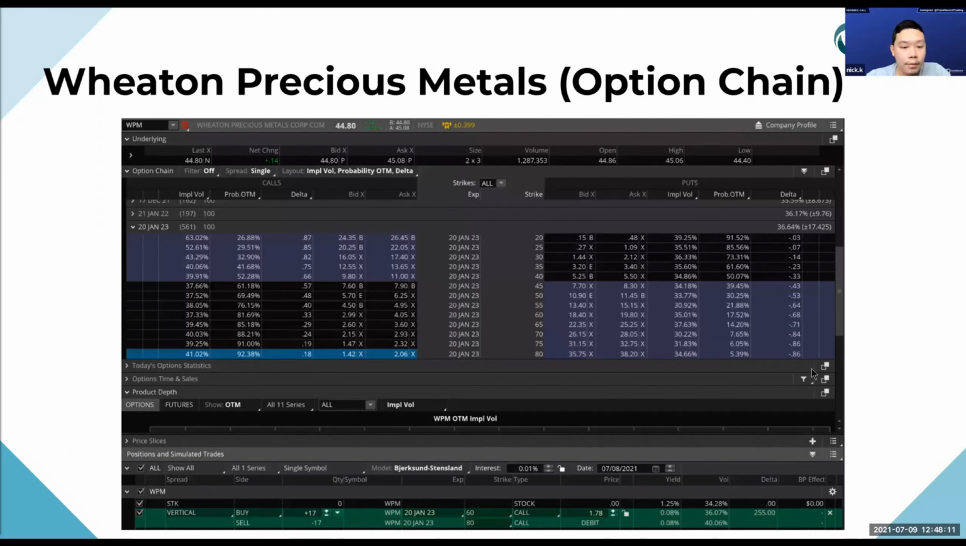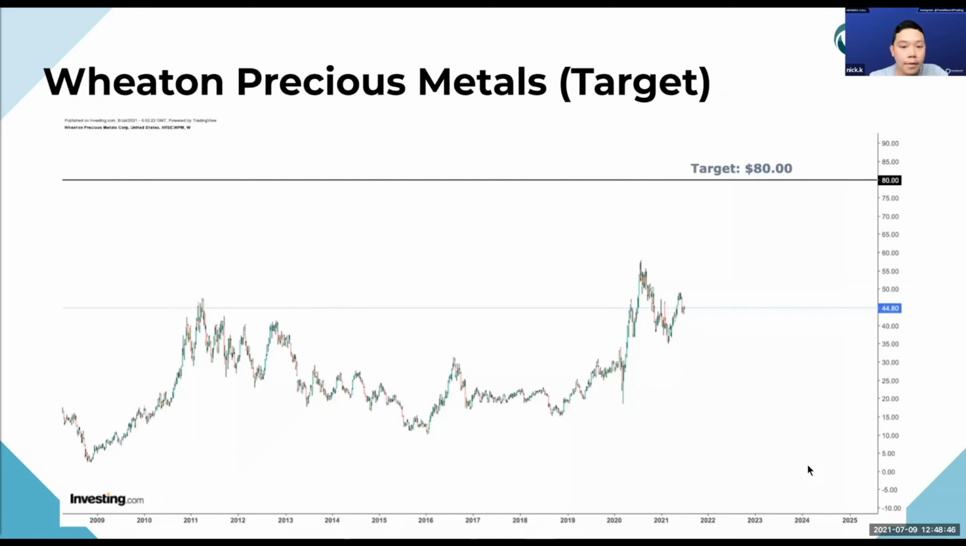So for Wheaton Precious Metals, we are doing a spread instead of an outright call. Now I'll explain how we're doing a spread. Same thing, we are going for the January 2023 expiration, 561 days. We are buying a 60 strike call and selling an 80 strike call, right? The debit amount we are putting in the market is about $1.75. Our target price for Wheaton Precious Metals is $80, so it's basically crossing all-time highs, which were seen in about mid 2020, right?